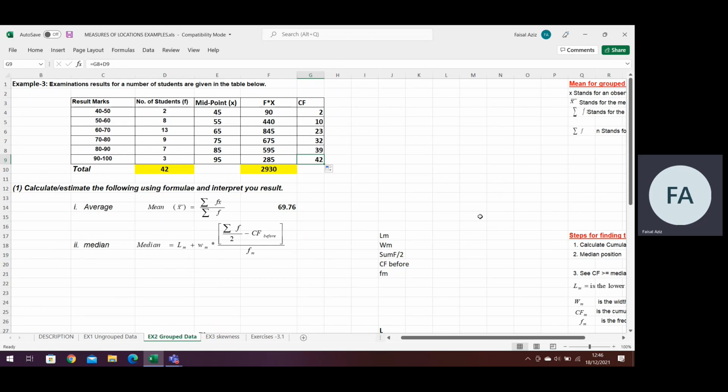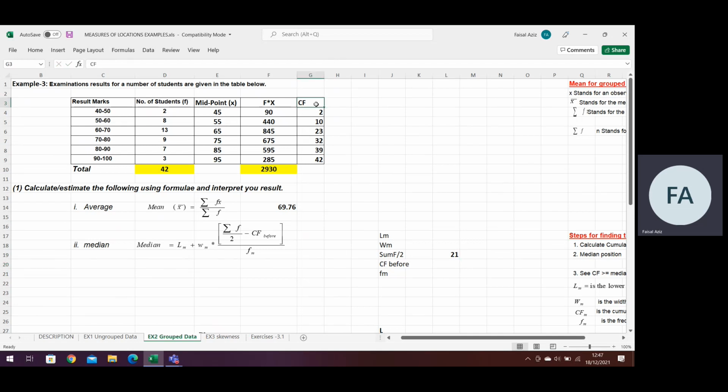Before calculating the median of group data, we need to know which class is the median class. To know the median class, we first have to calculate summation f upon 2. On the basis of summation f upon 2, we can identify the median class. What is summation f? Summation f is 42, divided by 2. So it comes to 21.